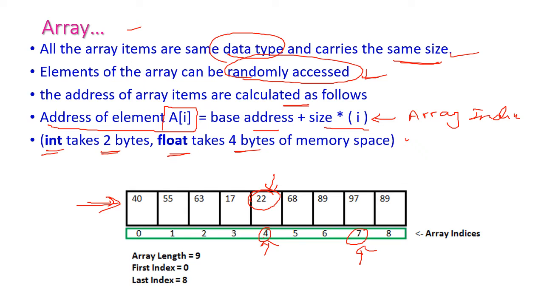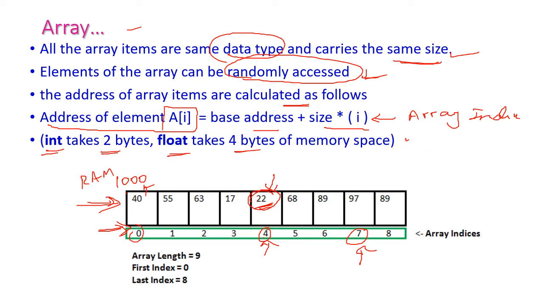Array index, which is the base address, the starting address. For example, the starting address is 1000 in RAM. Our array starts there, that is, the first item is stored at 1000. Now we want to access 22. Let us try to access 22.